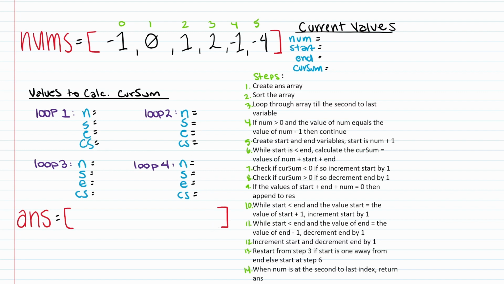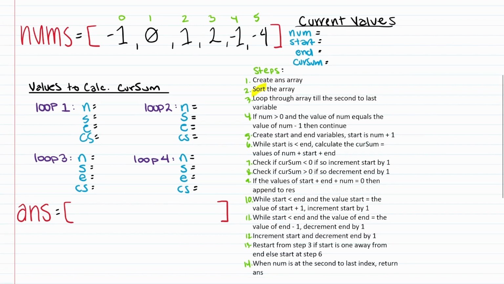Let's take a look at the steps in this problem. So first things first, we just want to create our answer array. Then we're going to sort the array. And the reason we're going to do that is so that we make sure that we don't contain duplicate triplets in our answer. So let's sort the array first. So we're going to delete these values, get rid of all of those, and we're going to go ahead and write this in a sorted way: -4, -1, -1, 0, 1, and 2.